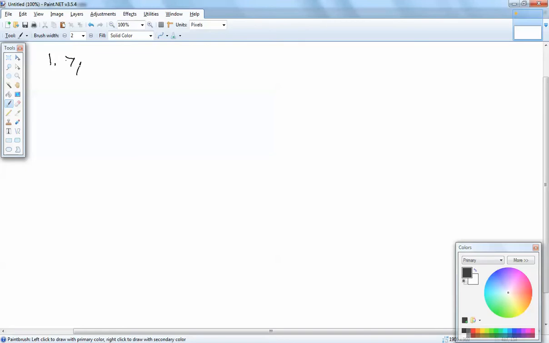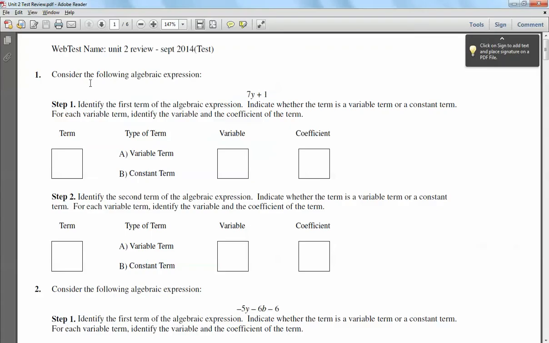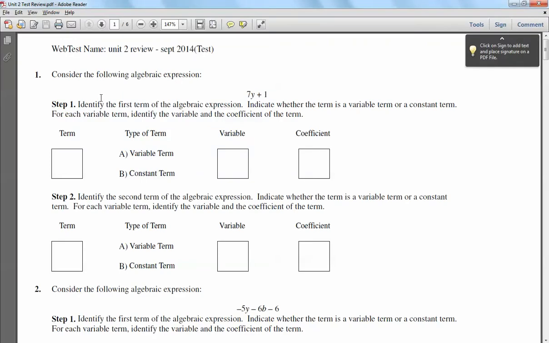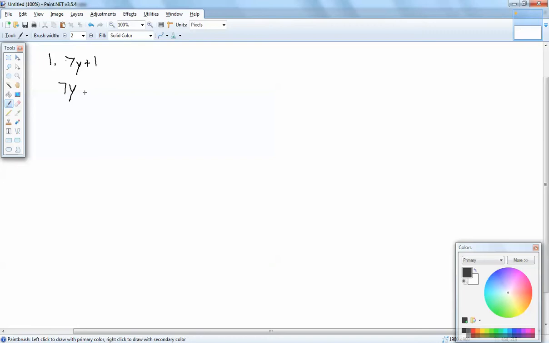7y plus 1. Okay, and it says identify the first term of the algebraic expression. Well, the first term is 7y. Then it says indicate whether the term is a variable term or constant term. It has variable in it, so it's a variable term. I'll put v for a variable.